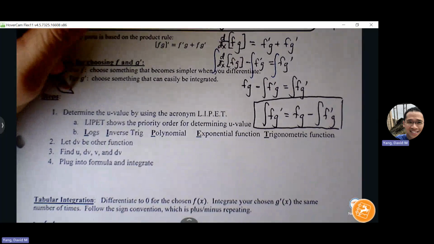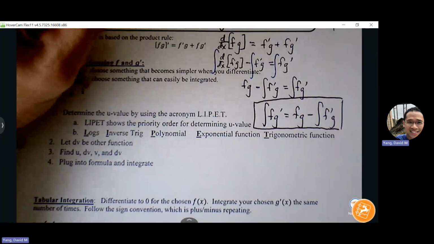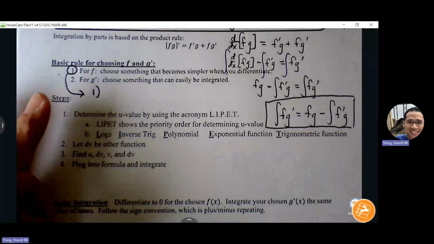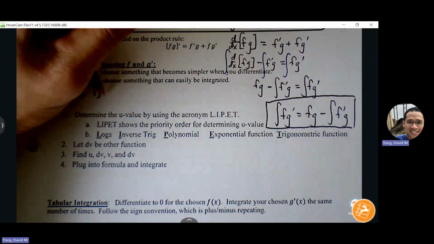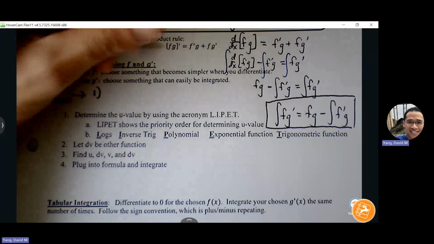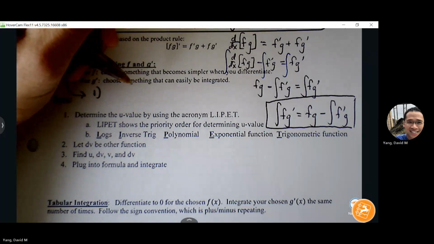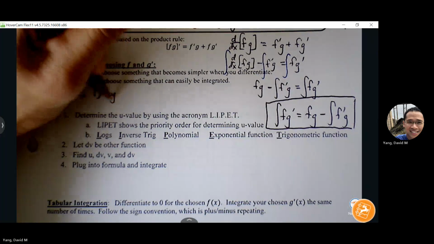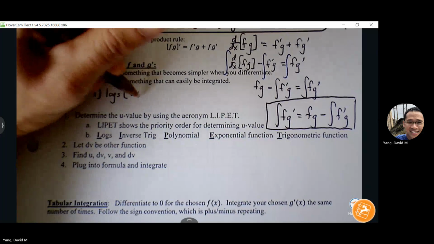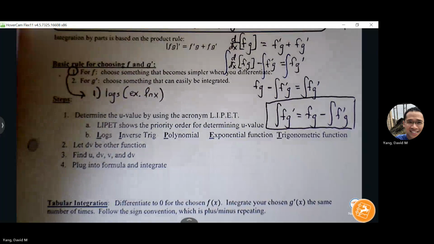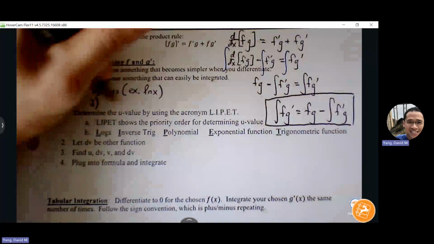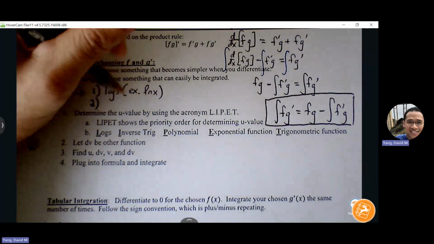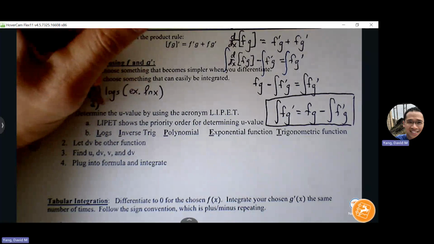Okay, so your first priority is, if you see logs in your problem, it's always going to be logs. Okay, so there's just no way around it. Your log will never be your g. So first priority is log or natural log of x. And then your second priority is, if there's no logs in the expression, then you're going to pick the polynomial as your f.